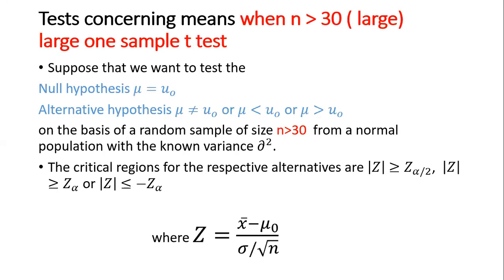Then of course, one of the examples we've been talking about is a non-parametric test, but not parametric tests. We say that these parametric tests assume a normal distribution. So we are going to begin with tests concerning the mean. If the sample size is greater than 30, this becomes a large sample t-test. If n is less than 30, it becomes a small sample t-test.